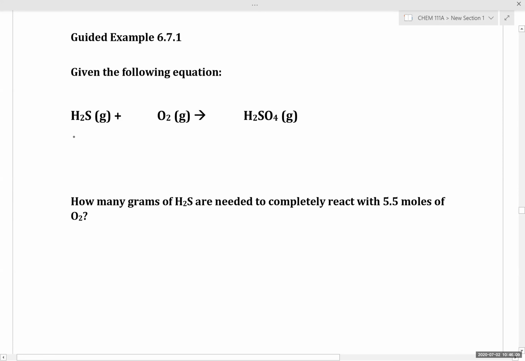No, it's not. We have 2 hydrogens and 1 sulfur on the left. We have 2 oxygens on the left. We have 2 hydrogens, 1 sulfur, and 4 oxygens on the right.